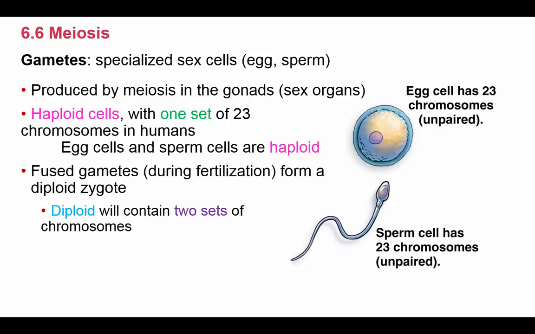Now again, gametes is the collective term for sperm cells and egg cells. Specialized sex cells, we said they're produced by meiosis in the gonads, so either in the testes or the ovaries, and they produce haploid cells.